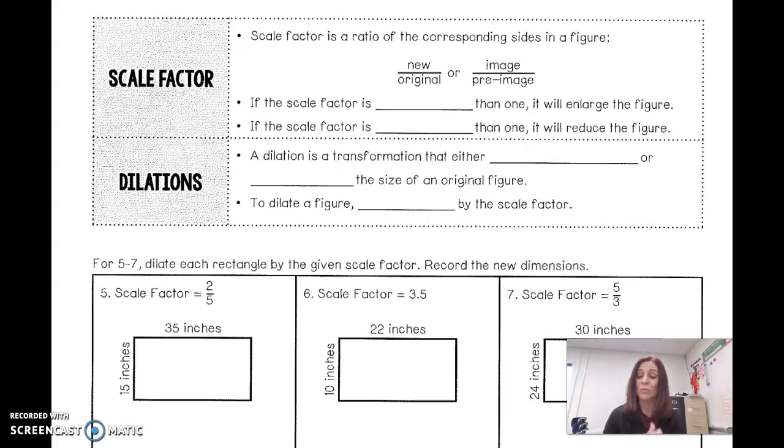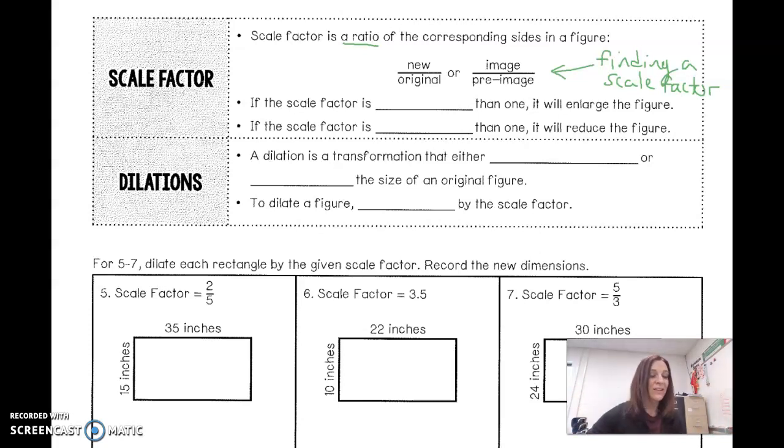So with dilations, we need a scale factor. It's going to tell us if the figure is getting bigger or smaller and by how much. A scale factor is a ratio. If you have to find the scale factor, you would take the new figure and divide it by the original figure, or the image divided by the pre-image. So if you're given two figures and it says find the scale factor, just put the new or the image on top, the original length on the bottom, talking about two corresponding lengths, and then just divide it. That tells you your scale factor.